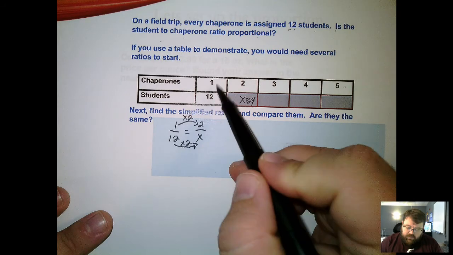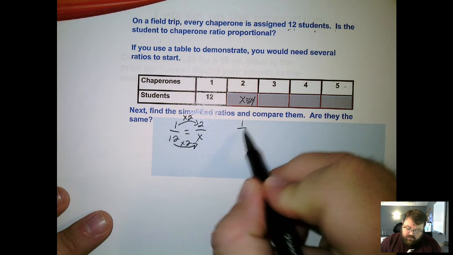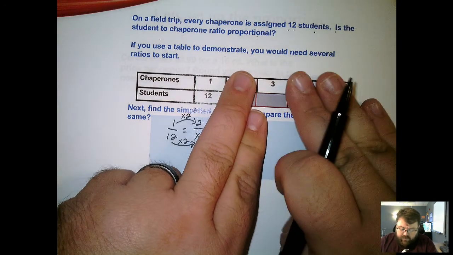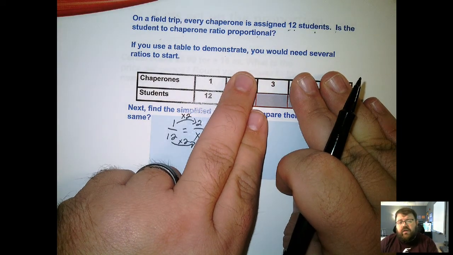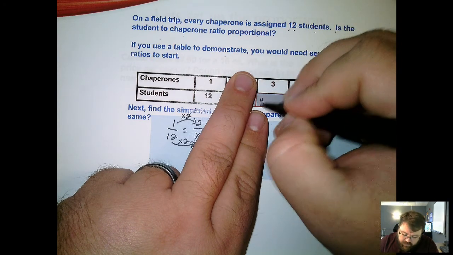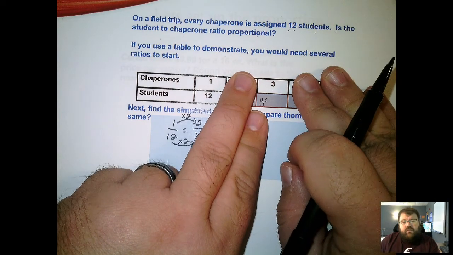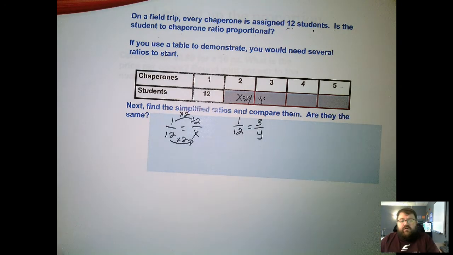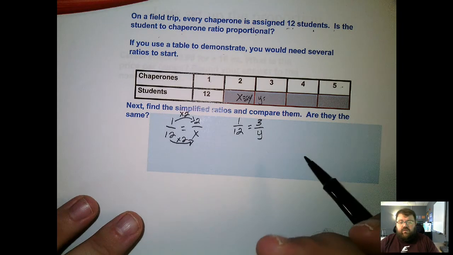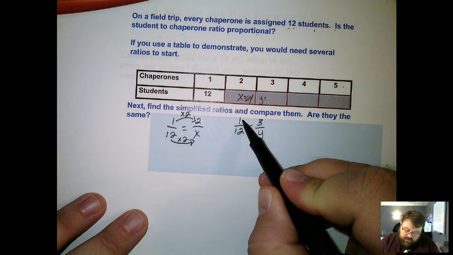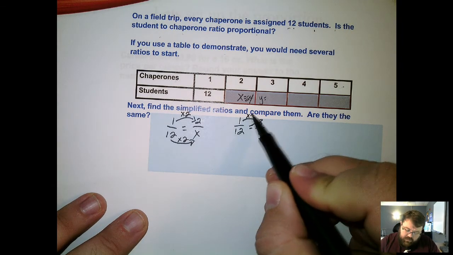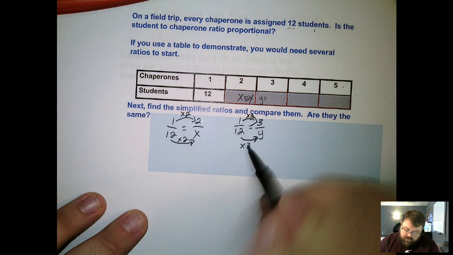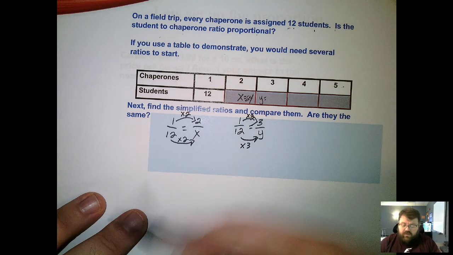Now let's go to this one. Keep this. 1/12. That's your given ratio. Now you ignore this one and these two, and your focus is 3/y. Okay, so I have 3/y. If you want to use scale factor, you could say, what times 1 gives you 3? Well, times 3 does. So 12 times 3 gives me 36.